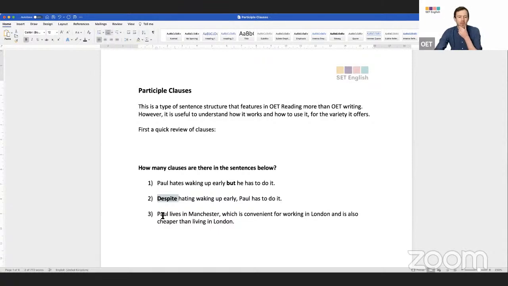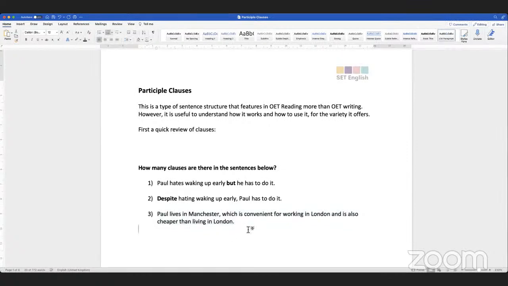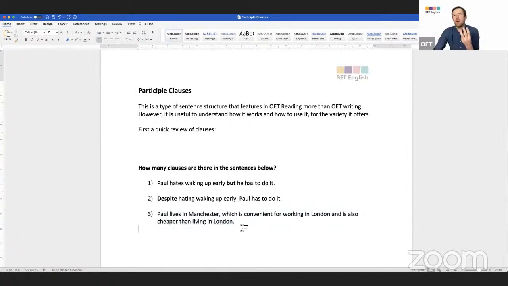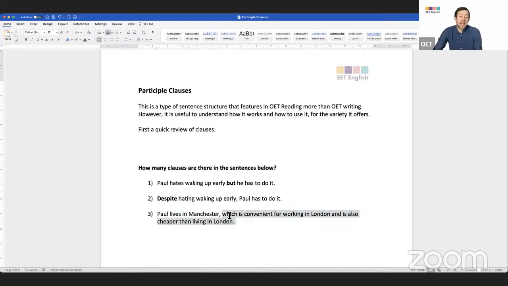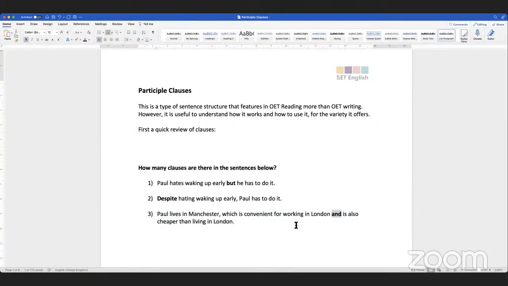Okay, how about this last one? What have we got here? How many clauses do we think we've got? Three. Yeah, so I think there's two ways of looking at this. One is to say we've got a main clause and a relative clause. Relative clause, yeah. And then other people might say, well, inside the relative clause, we've also got an extra clause. So that's connected with and, isn't it?